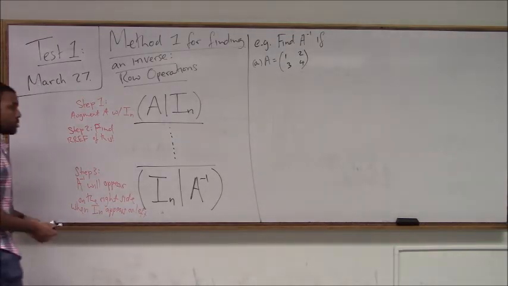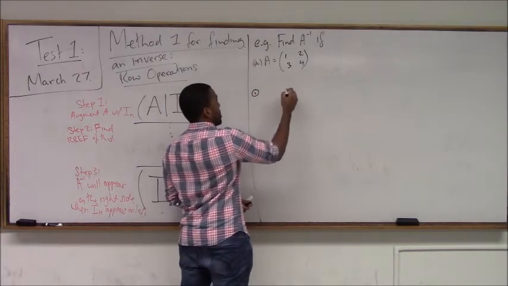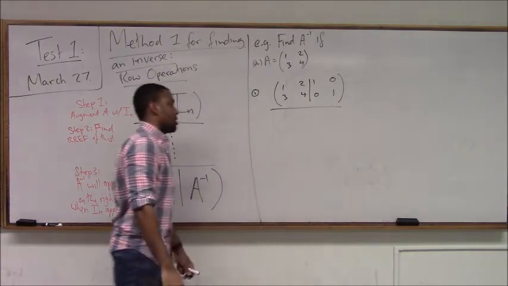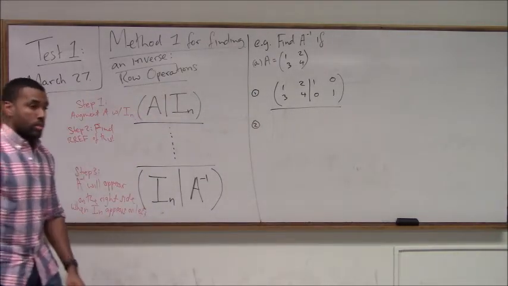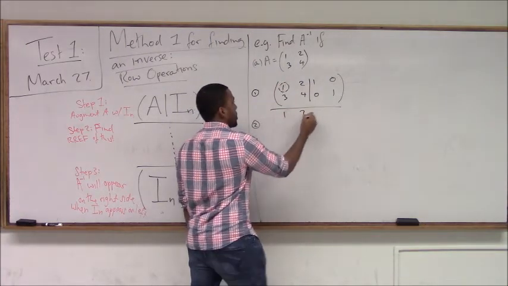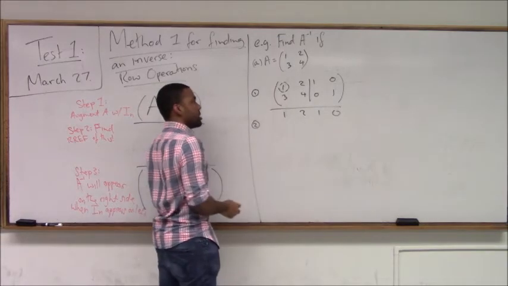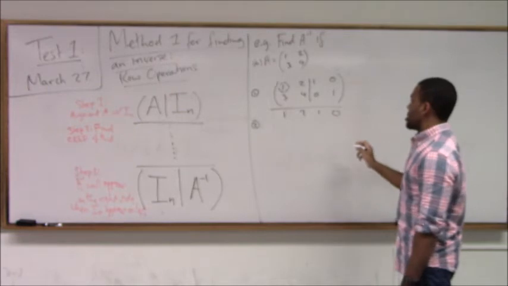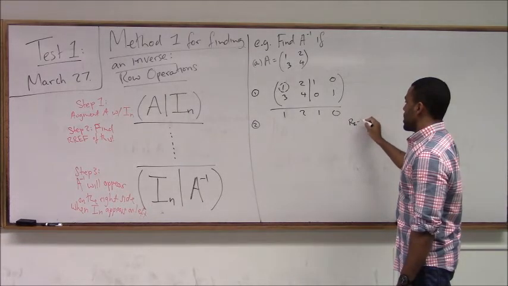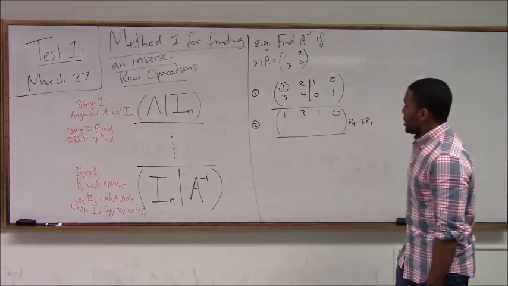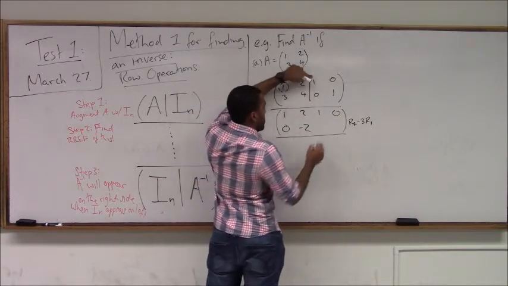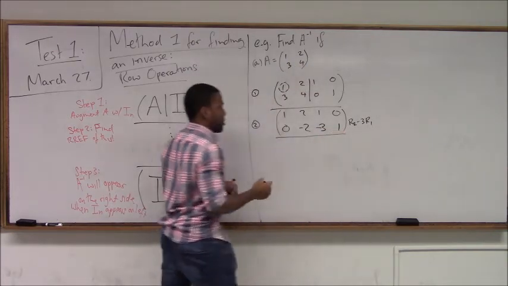So here's what we would do. One, I'm going to augment 1, 2, 3, 4 with the 2x2 identity. I'm going to find the reduced row echelon form of this. So quickly, how can we get to that? We'll establish the pivot here. That's already a 1, so I'll leave that first. Immediately, I want to kill this 3. So what can I do? Take row 2 minus 3 times row 1. So this minus 3 times that is 0. This minus 3 times that is minus 2. This minus 3 times that is minus 3. This minus 3 times that is 1.